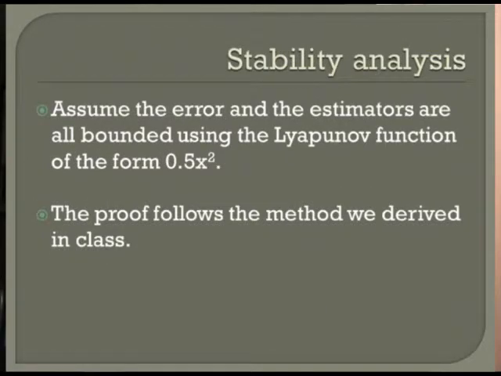So I won't go into a whole lot of detail on the stability analysis because it is identical to the analysis we did in class. The Lyapunov functions are of the form of 1/2 x squared for each of the variables, and the proof walks through the same details we went through in class to verify the stability of a general network.